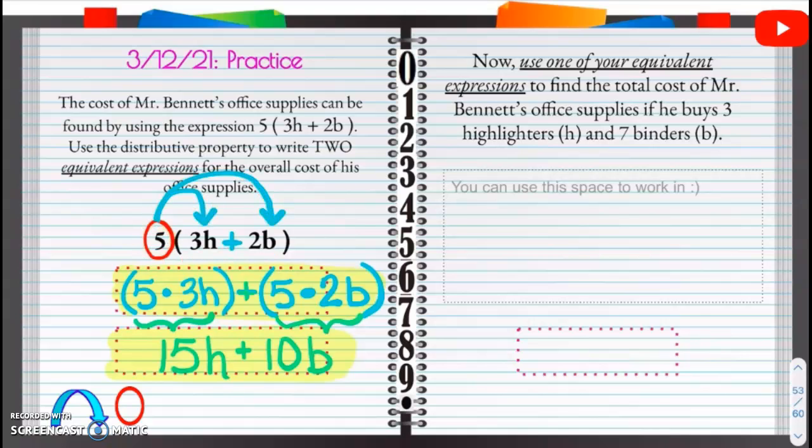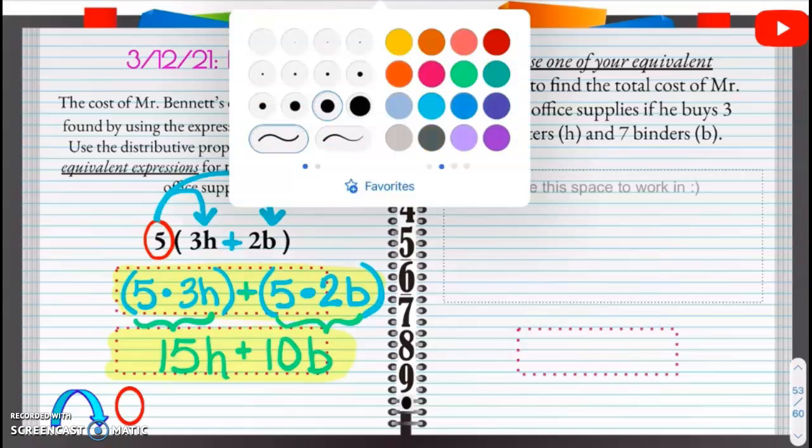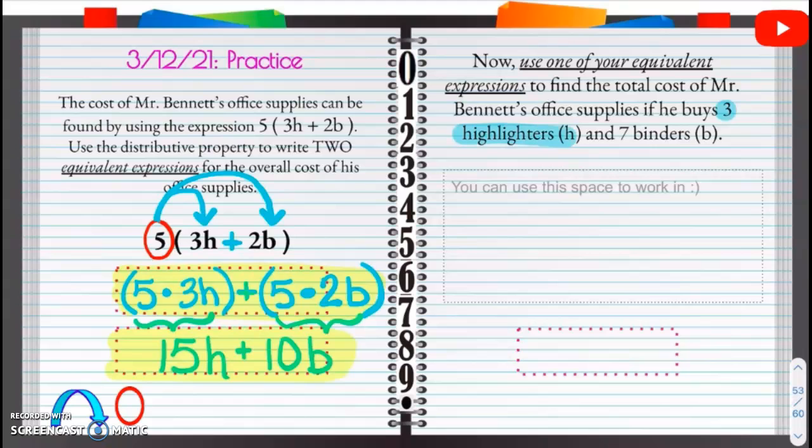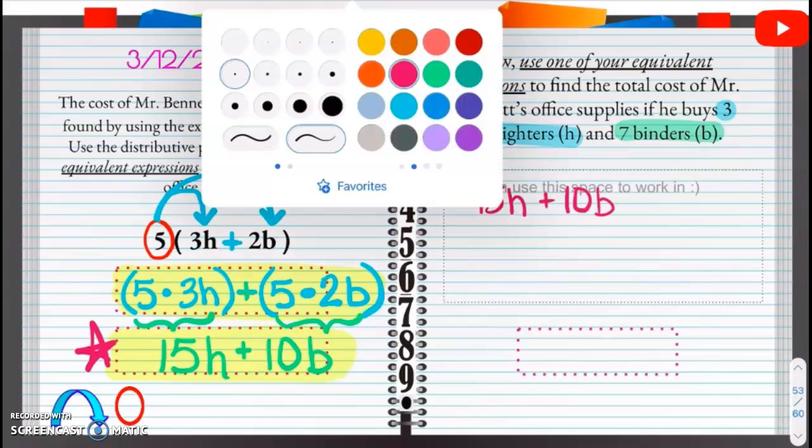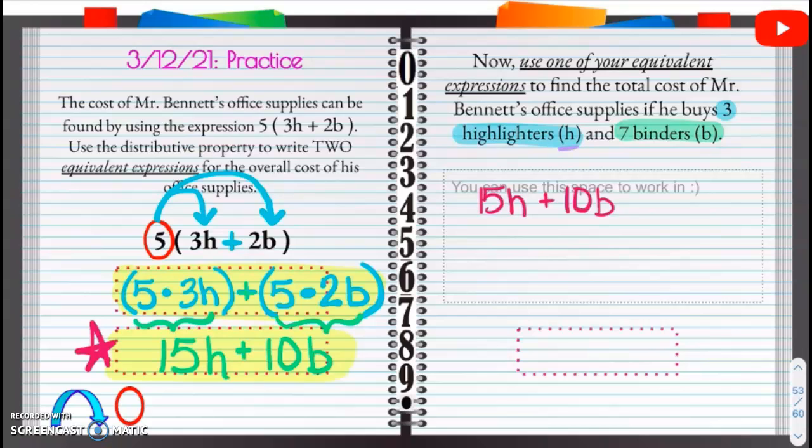All right, now it says that he buys 3 highlighters, which was H, and then 7 binders, which is B. So we are going to take this and we're going to substitute it in. So I'm going to use this expression. I'm going to have 15 times H plus 10 times B. Now, I know that the highlighters are H, so I'm going to have 15 times H, or times the 3 highlighters, plus 10 times B, which are the binders, and there's 7 binders, times 7.